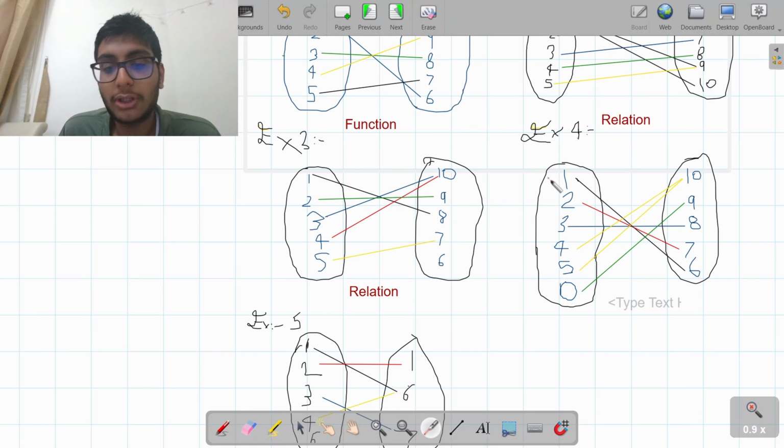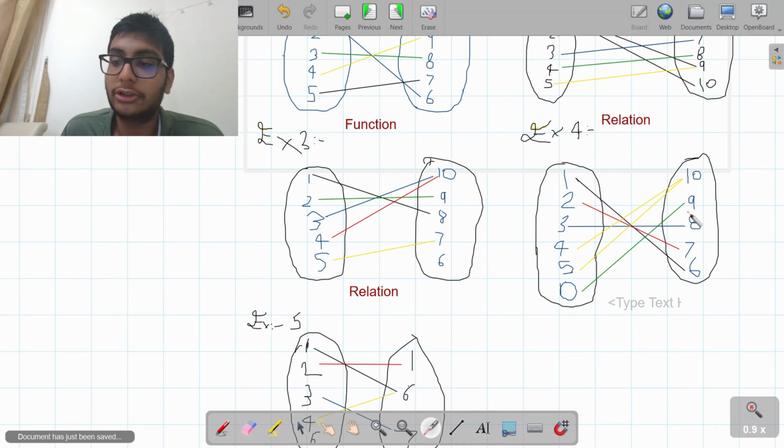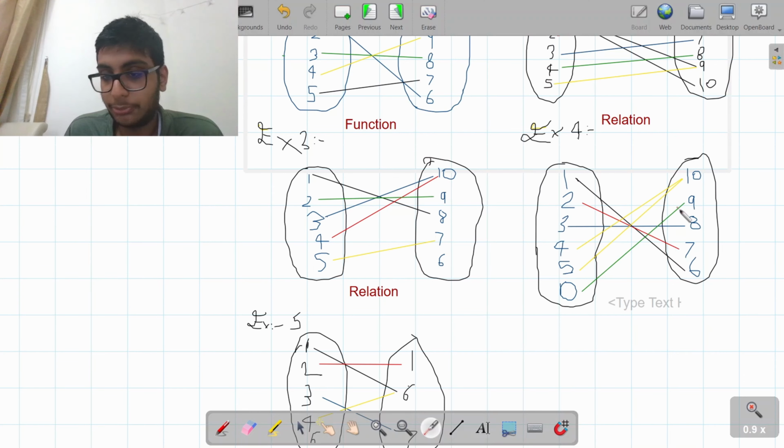Example 4 goes a bit deeper into the 3 and 4 conclusion. Now, 1 is connected to 6, 2 is connected to 7, 3 is connected to 8, 4 is connected to 10, 5 is connected to 10, but 0 is connected to 9. Each output has been connected to an input, but 4 and 5 give you a similar output 10. Do you know what this means? As I said earlier, this is a function.